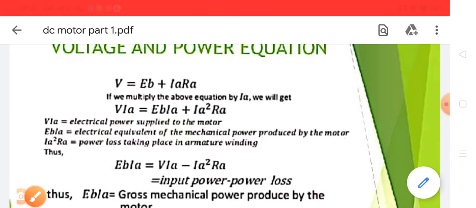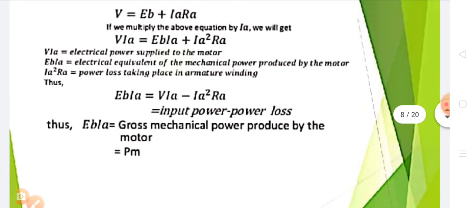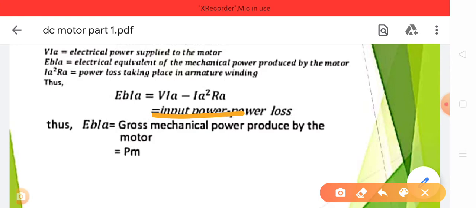And Ia square RA is the power loss in the armature winding. So the EB Ia expression is V Ia minus Ia square RA. V Ia is the input power, and Ia square RA is the loss. So EB Ia is the gross mechanical power produced by the motor.